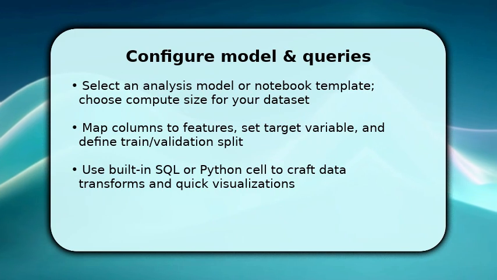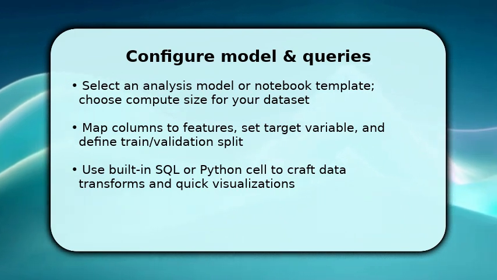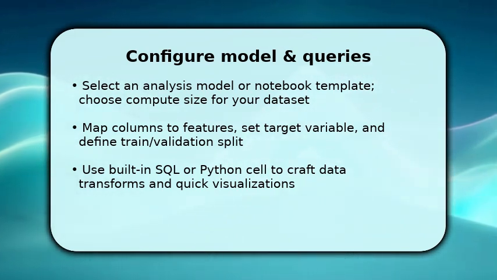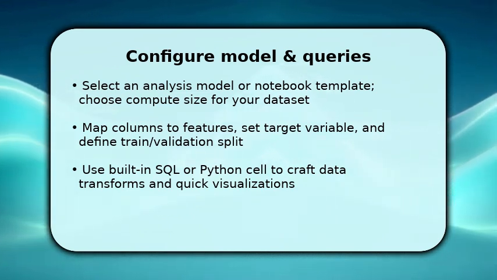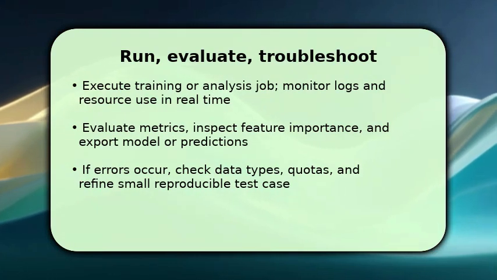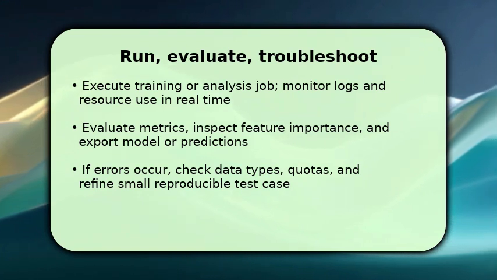Use a SQL cell or Python snippet to remove outliers, normalize, and aggregate. Make a few visualizations to confirm assumptions. This informs next steps and prevents wasted compute on bad runs. Execute the job and watch logs for warnings or failures. Make sure resource usage stays within your quota.